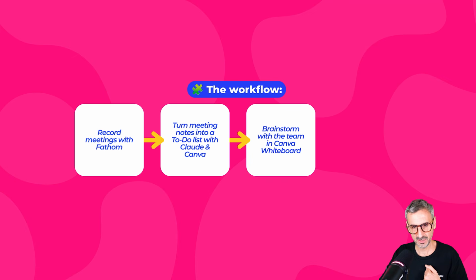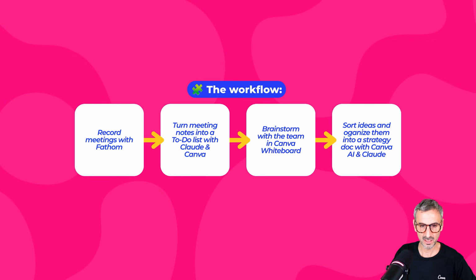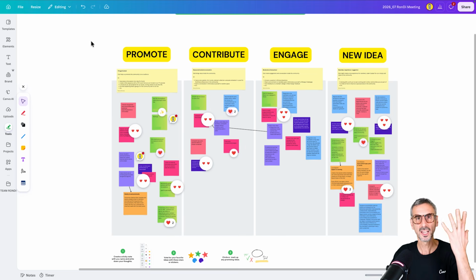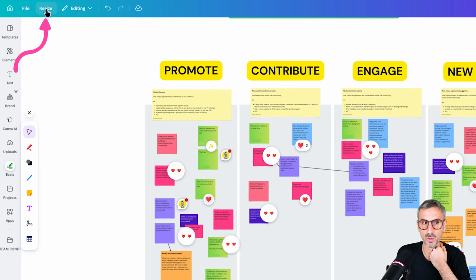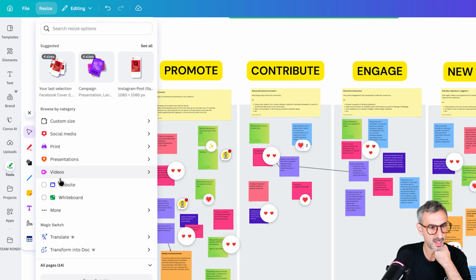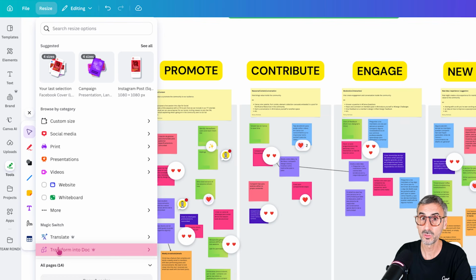And then the final step, which we are going to do live right now, is to sort these ideas and organize them into a strategy doc with Canva AI and ChatGPT or Claude. So now that I have this whiteboard full of ideas, full of sticky notes, what I can do is come to the top of my screen right here in Resize, okay? And if you scroll down just a bit, you should see an option, if you are a paid user, to transform this whiteboard document into a doc.